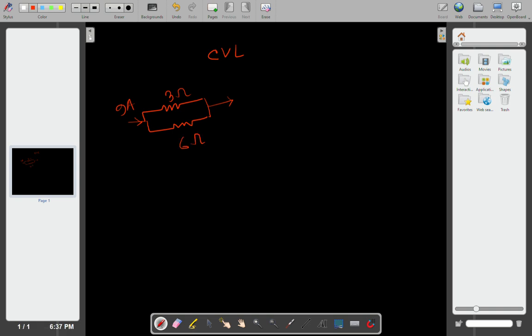Now that's a very simple circuit. We can solve it without doing any kind of calculation and without any kind of theory, because we can see there are two resistors, one is 3, another one is 6 ohm. So 3 is half of 6, so the current through the 3 ohm will be double the current through 6 ohm. The current through 3 ohm we call I1, and the current through the 6 ohm we call I2.